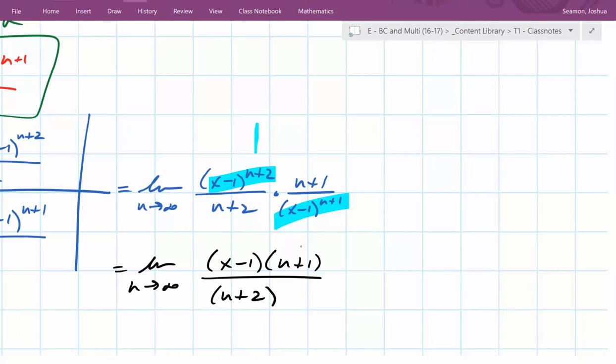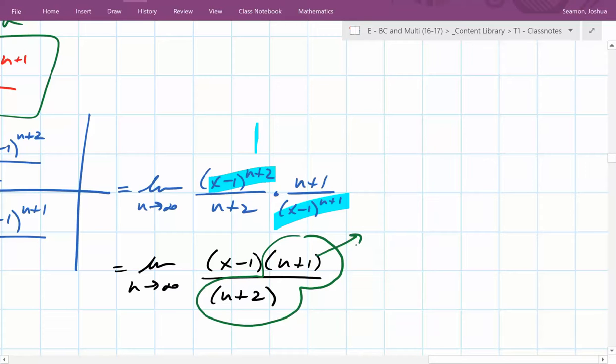As n goes to infinity, what happens to this? As n goes to infinity, that green bubble turns into 1. So what's the answer to this limit? What is the limit on this one? x minus 1 is the limit.